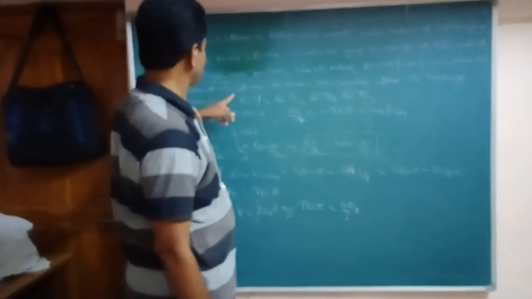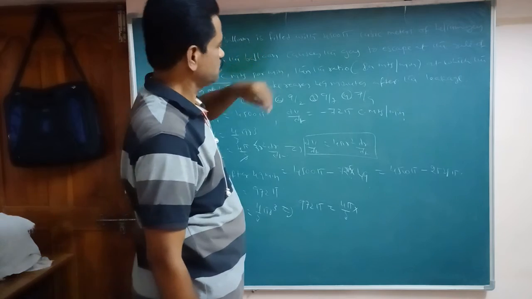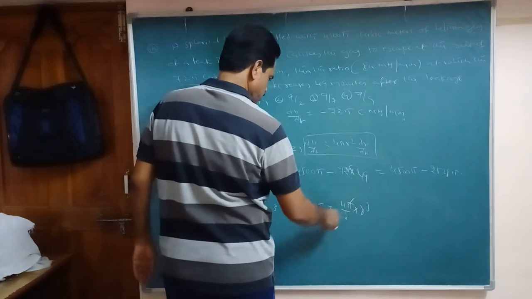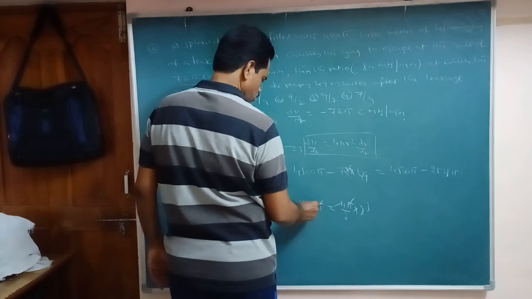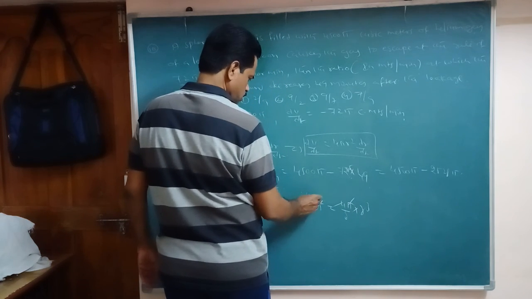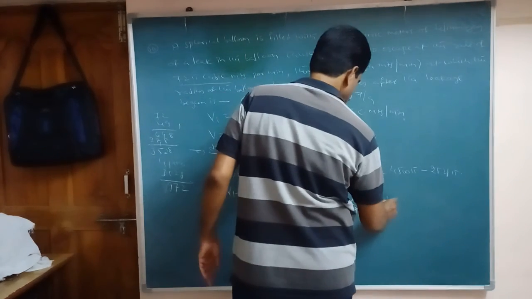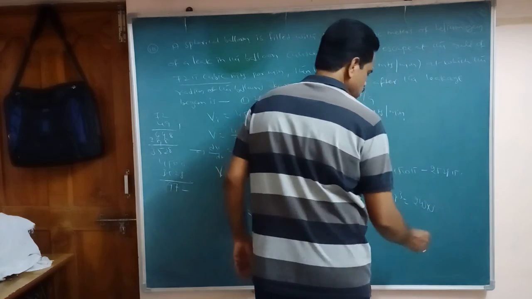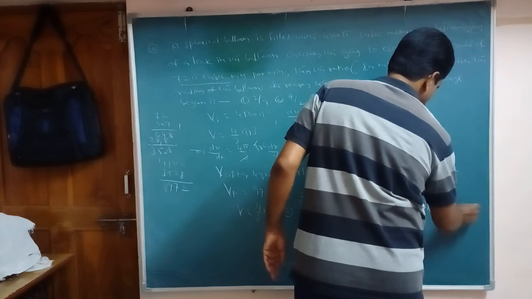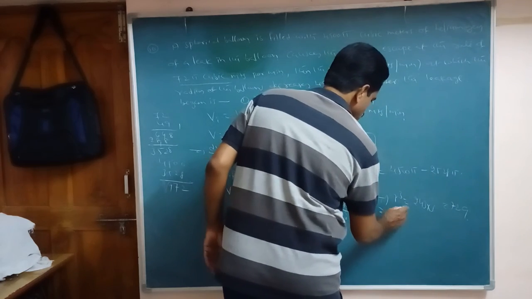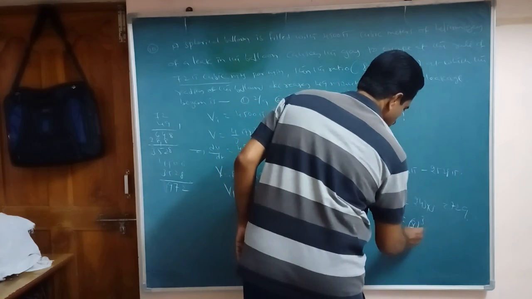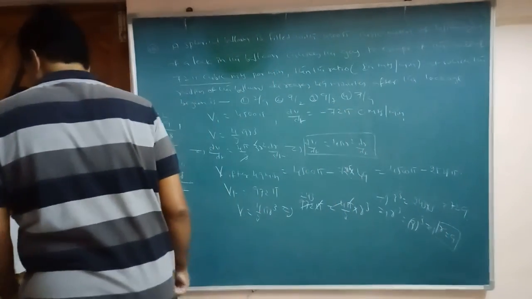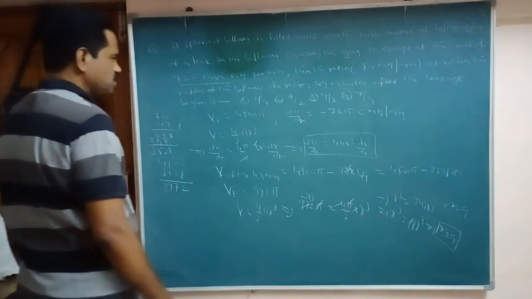So r we have to find out here. Pi cancel. So r cube equal to 243 into 3, that is 729. So this is 9 cube we can write here. Then r equal to 9. So what is r here? r equal to 9.